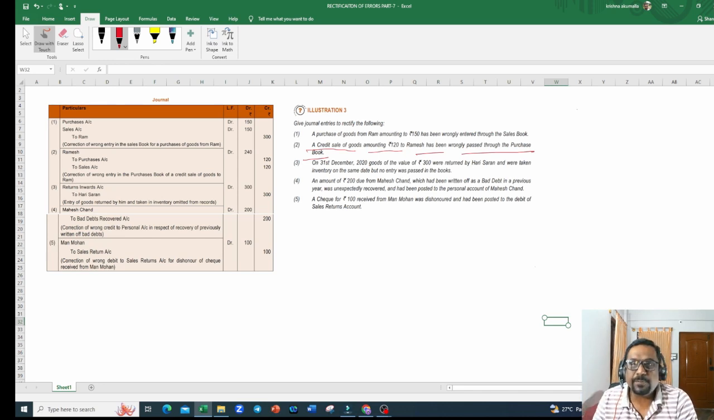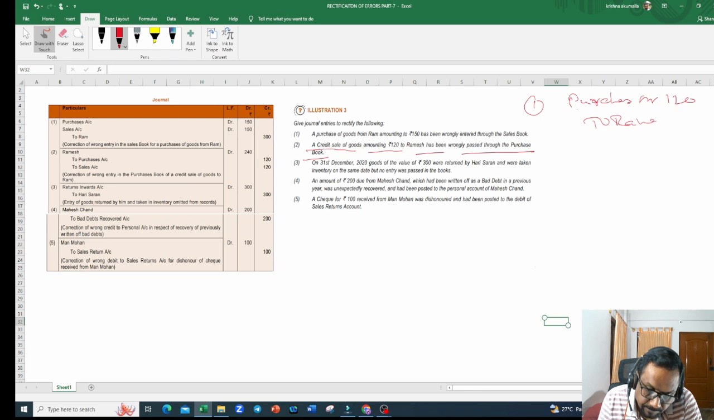Just because they wrote it in the purchase book, what entry would have been posted? Wrong entry: purchase account debit 120 to Ramesh account, right? Ramesh account 120. This is the wrong entry. What is the correct entry?